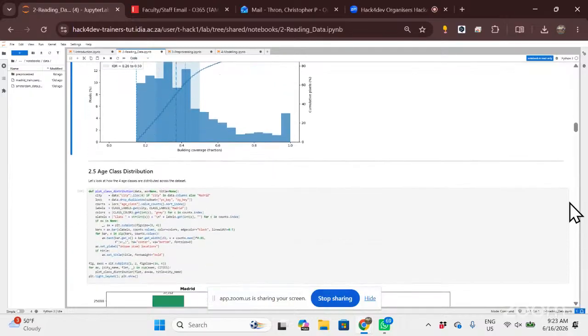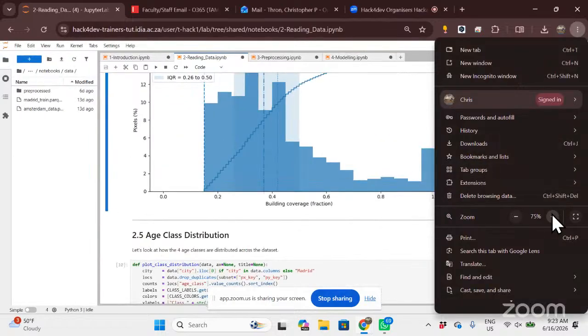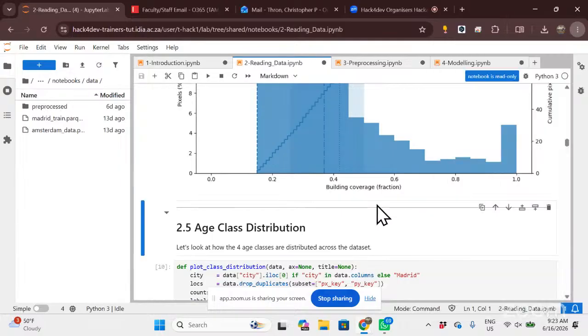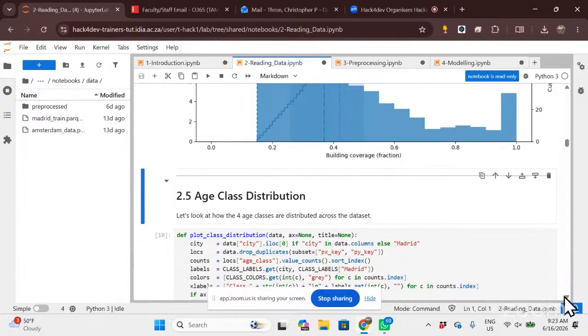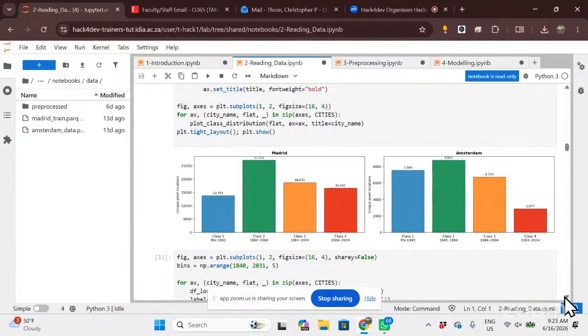All right, let's go back up. I think I'm probably going to have to speed up, because I should spend more time on the relevant stuff. So here we see the different class distributions. Once again, here we can see the class imbalance. There's more in class 2 than in other classes, especially in the Madrid data.